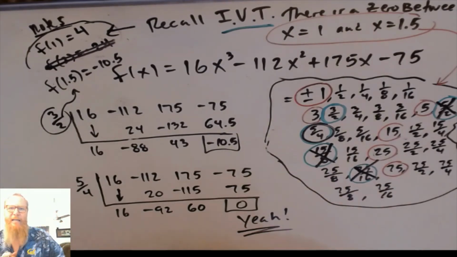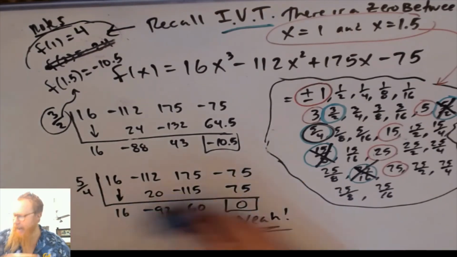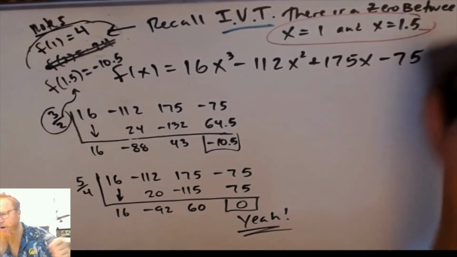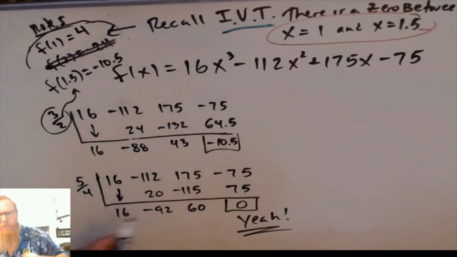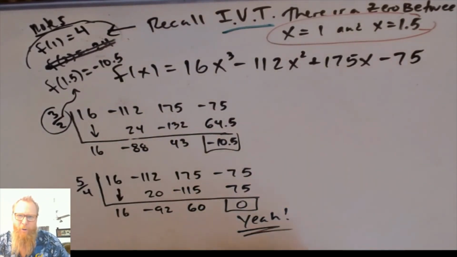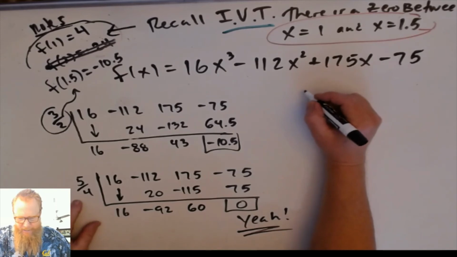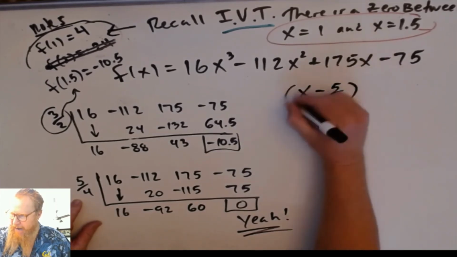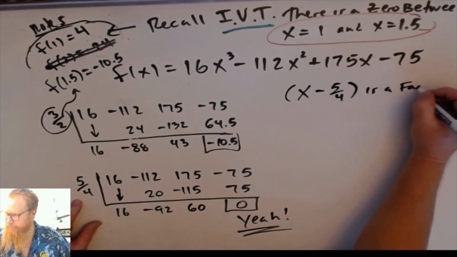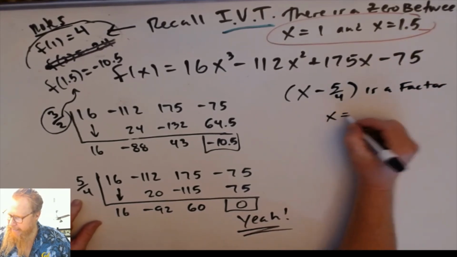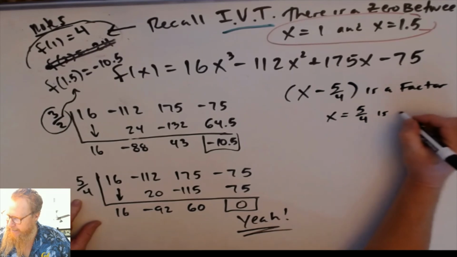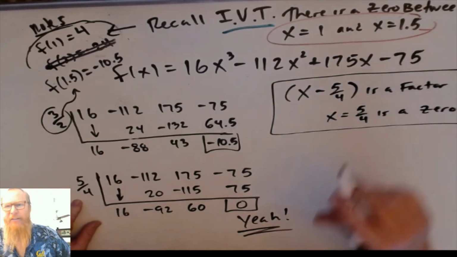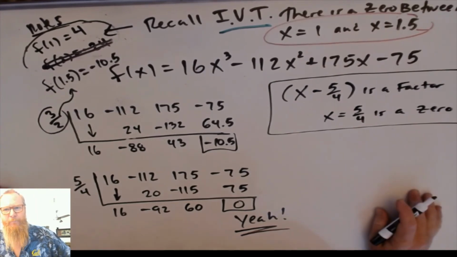All right, we did it. That took a while, but we finally did it. Now we don't need this list anymore. If your problem starts with a cubic, you only have to get 1 to work. So we know that x minus 5/4 is a factor. X equals 5/4 is a zero. Zeros and factors are opposite of each other.